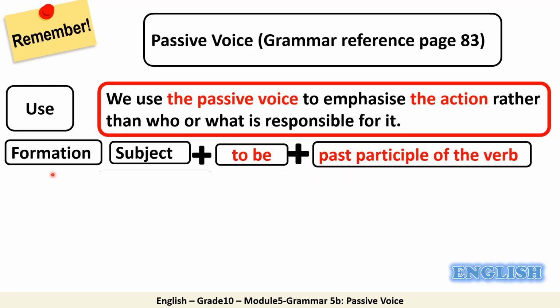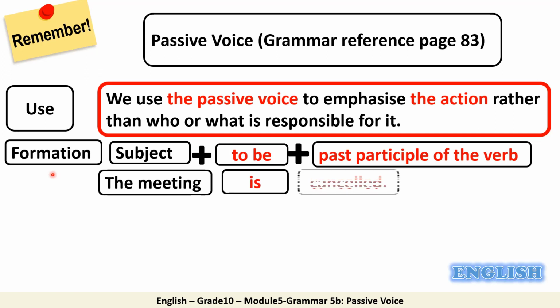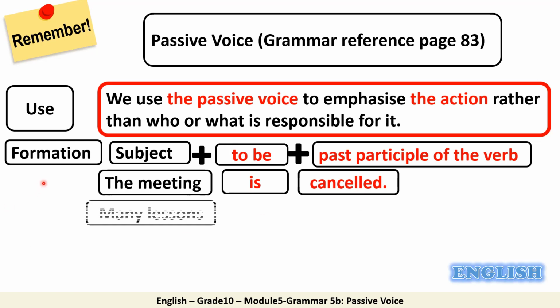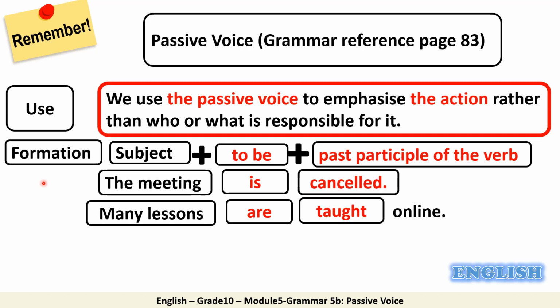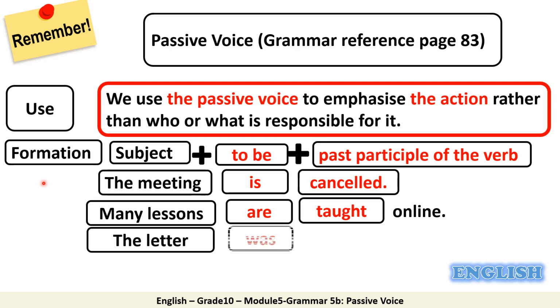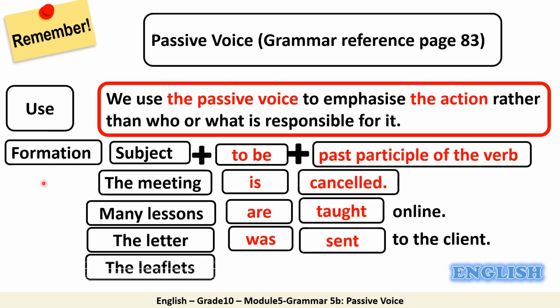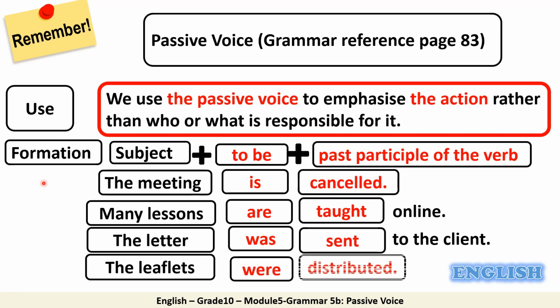Here are some examples. The meeting is cancelled. So I have the verb to be plus past participle. Also, many lessons are taught online, or the letter was sent to the client. You have also the leaflets were distributed.